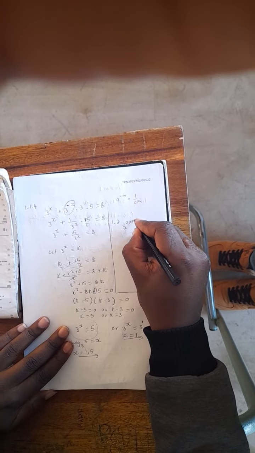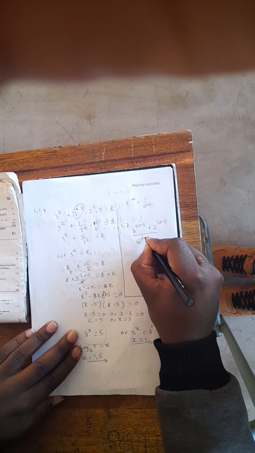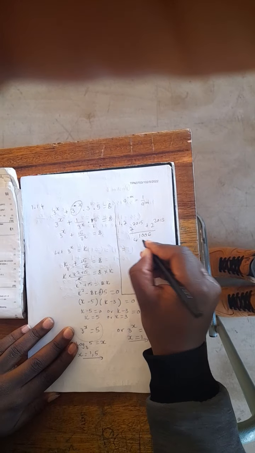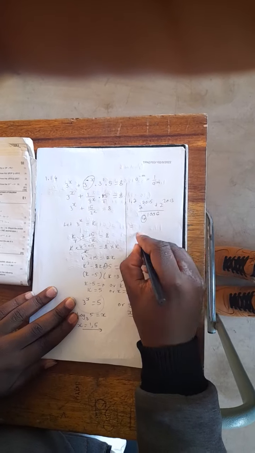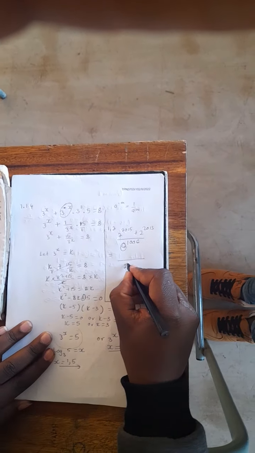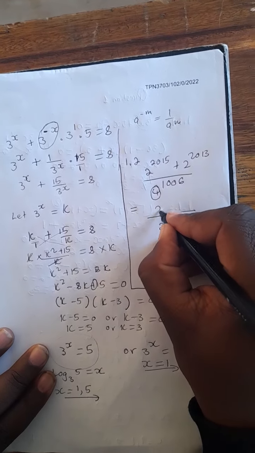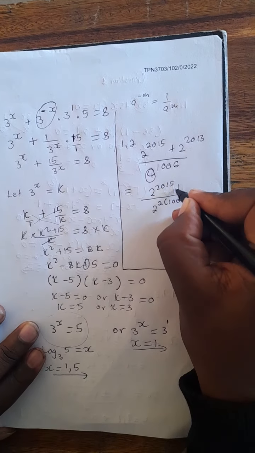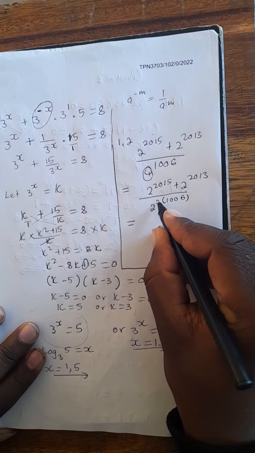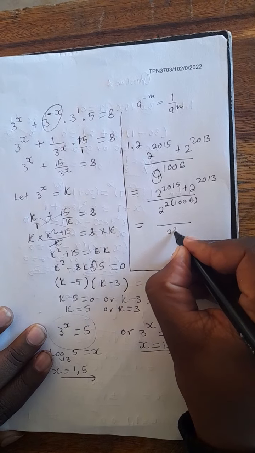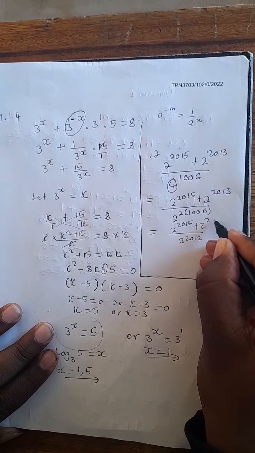2 to the power of 2015 plus 2 to the power of 2013 divided by 4 to the power of 1006. The first thing is to make all the bases the same. So we have to change 4 here. You're going to say 2 to the power of 2 multiplied by 1006. Then we're having 2 to the power of 2015 plus 2 to the power of 2013. Then from here, 2 times 1006, that will be 2012.